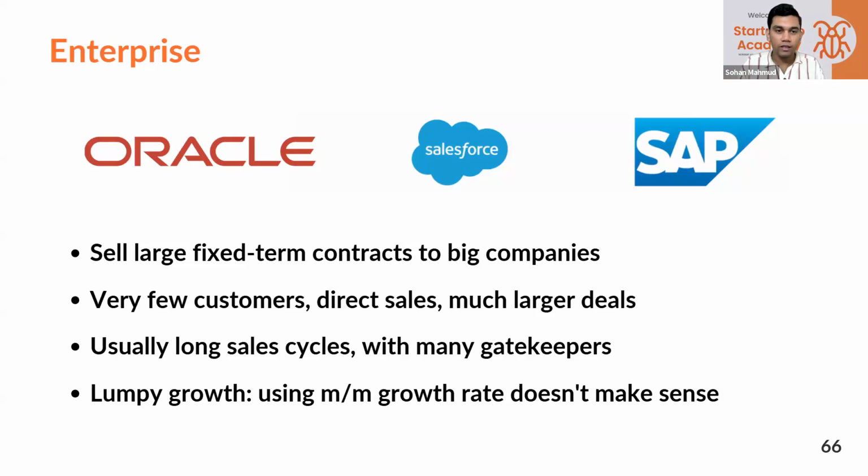This growth is lumpy. You'll not be able to see the growth like, oh, it's jumping so high, and they're growing every single month. This grows over the long term, maybe 10 years, 20 years, 50 years down the line.